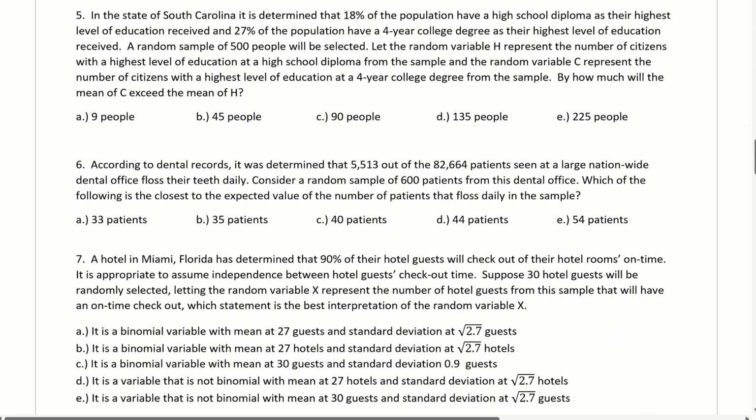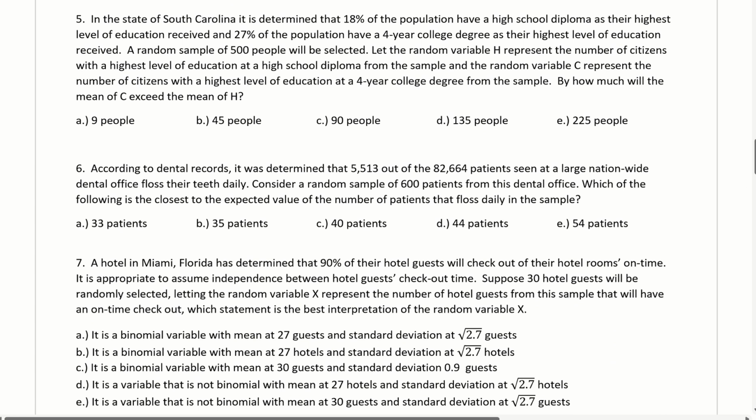Number 5, in the state of South Carolina, it is determined 18% of the population have a high school diploma as their highest level of education received. 27% of the population have a 4-year college degree. Random sample of 500 people will be selected. All right, so we got that. That's important. 18% of the population have a high school diploma. 27% of the population have a 4-year. Okay, so 18% have high school, 27% have that.